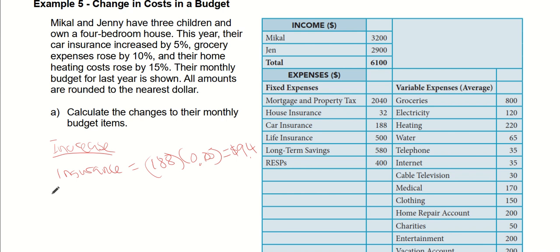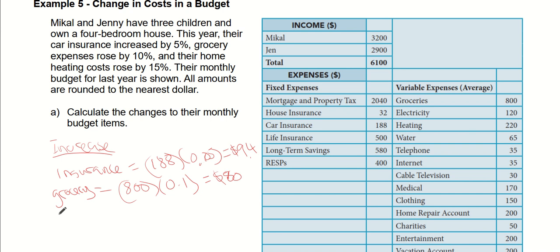What else increased? Well, groceries. Groceries also increased. Previously groceries were $800, and it increased by 10%. Just so you know, I'm writing this 800 multiplied by 0.1, but I can also do 0.1 multiplied by 800. In multiplication, it doesn't matter which order you go in. So please don't get confused with that. So groceries will be about $80 more. So that's the extra. You're paying an extra $80.